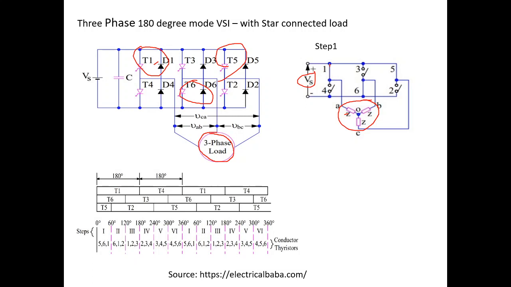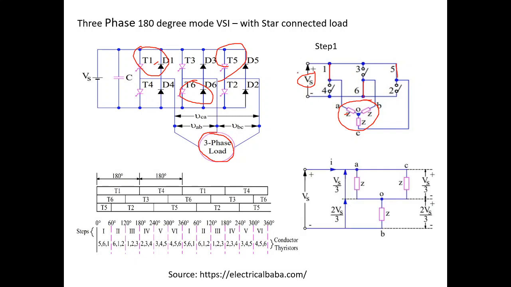Right. So switch 1, switch 6 and switch 5 are conducting. In step number 1, you can see two switches from the positive group and one switch from the negative group conducting. This is the circuit diagram indicating step 1. If you redraw the circuit for convenience, you get this kind of diagram. On the input side a voltage source is connected. A phase is connected to the positive terminal, and C phase is also connected to the positive terminal. So A phase and C phase are both shorted, and A phase and B phase are both shorted.